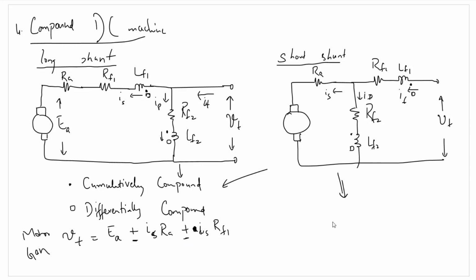For a short shunt machine, Vt will simply be equal to, where this is EA, EA plus IS RA for a motoring mode, and for a generating mode, it will be equal to Vt equal to EA minus RS IA.